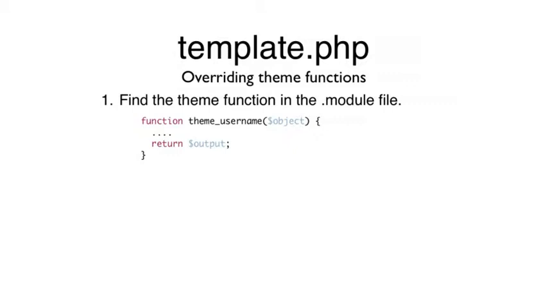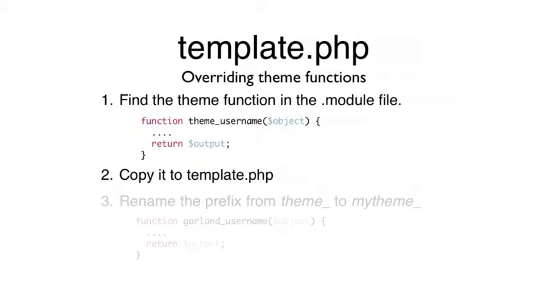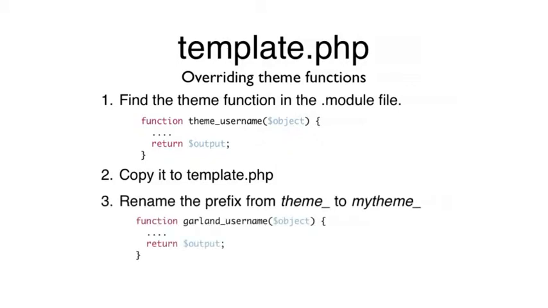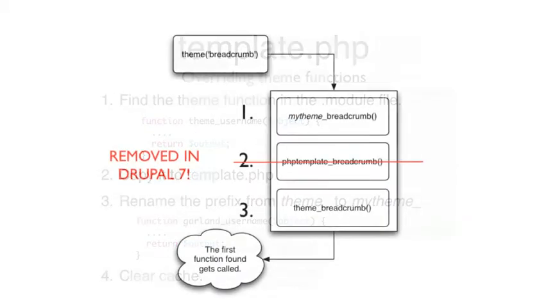So if you don't like how that's being handled, you can copy that function from core in and rename the theme username to whatever yours is. So it could be Bartik underscore username, and then it gets called. So very simple. You find the original function, you copy it into your template.php file, and you rename any of the prefixes and make amendments as you see fit. Don't forget to clear the cache though.